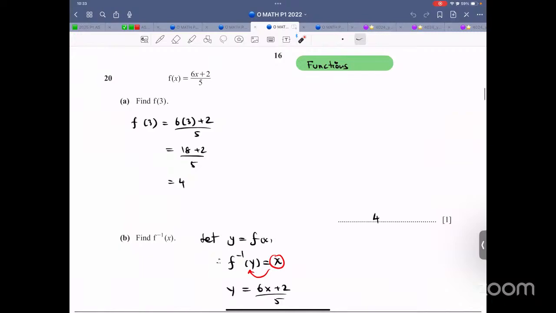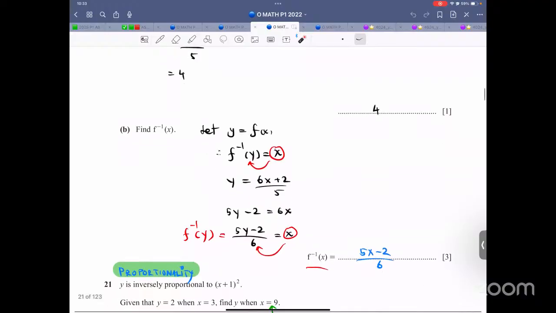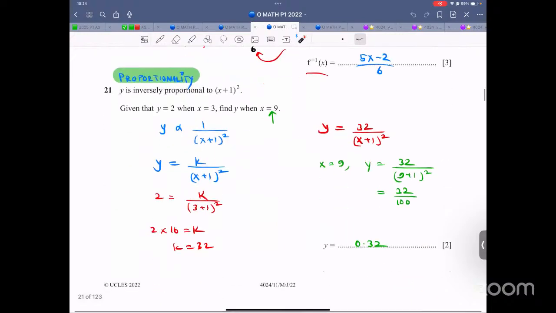Functions. It says f(x) is 6x plus 2. Find f of 3. So just plug in 3 and evaluate. That is f of 3. Find f inverse of x. Let y equal f(x). Therefore, f inverse of y is equal to x. Instead of f(x), write y. Make x the subject. But since x is f inverse of y, this is f inverse of y. We have a habit of writing everything in terms of x. So that is 5x minus 2 over 6.